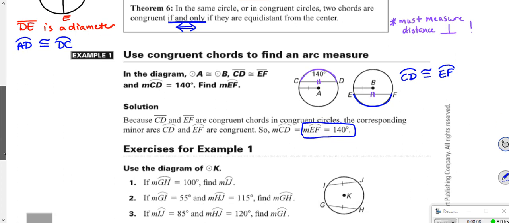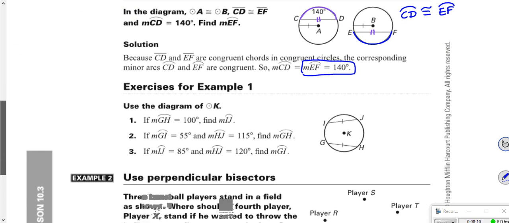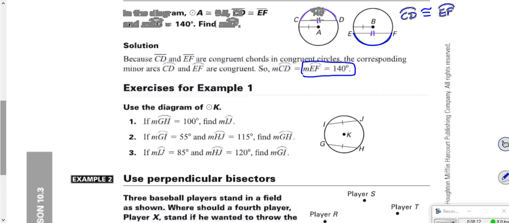Okay, so let's go down and look at some of these exercises here. For example 1, use the diagram of circle K. If measure of arc GH is 100 degrees, so we're talking about this being 100 degrees, find the measure of arc IJ. Now, because these are congruent, if that's 100 degrees, then this also has to be 100 degrees. Okay, I hope that makes sense.